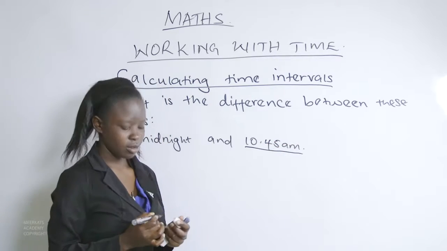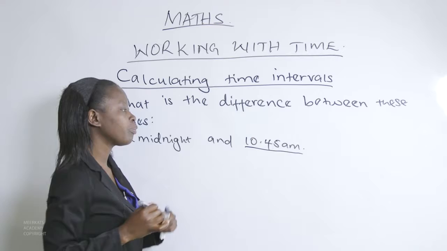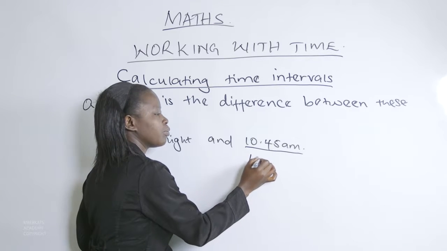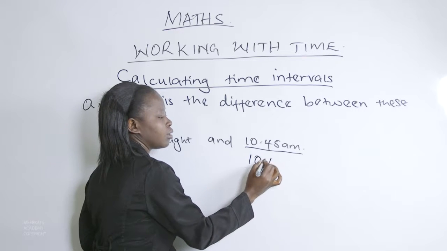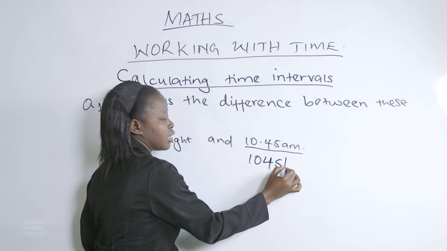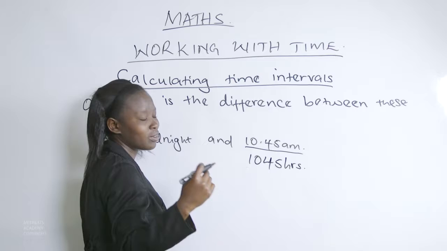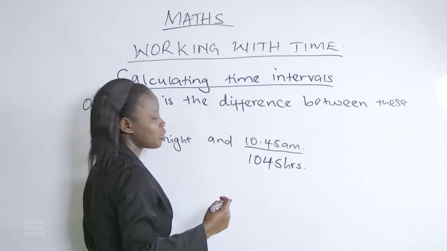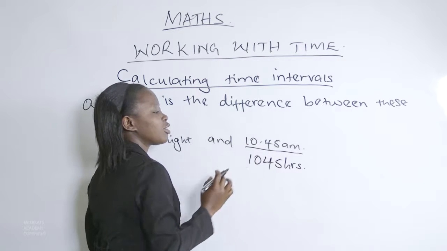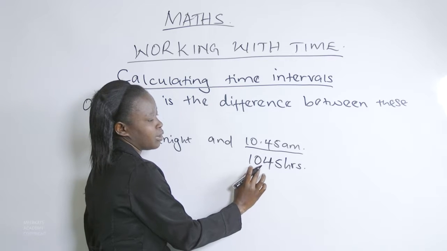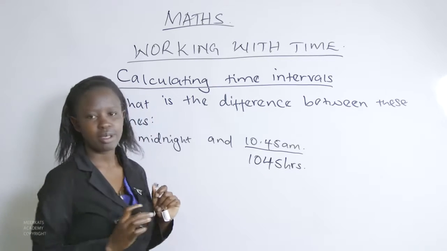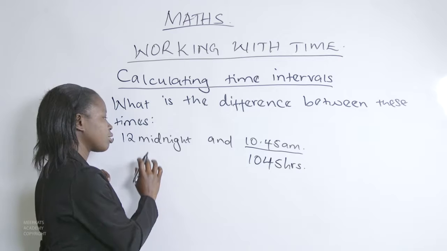We are having 10:45 a.m. 10:45 a.m. is simply 10:45 hours. So 10:45 a.m. is simply 10:45 hours in the 24-hour clock system.